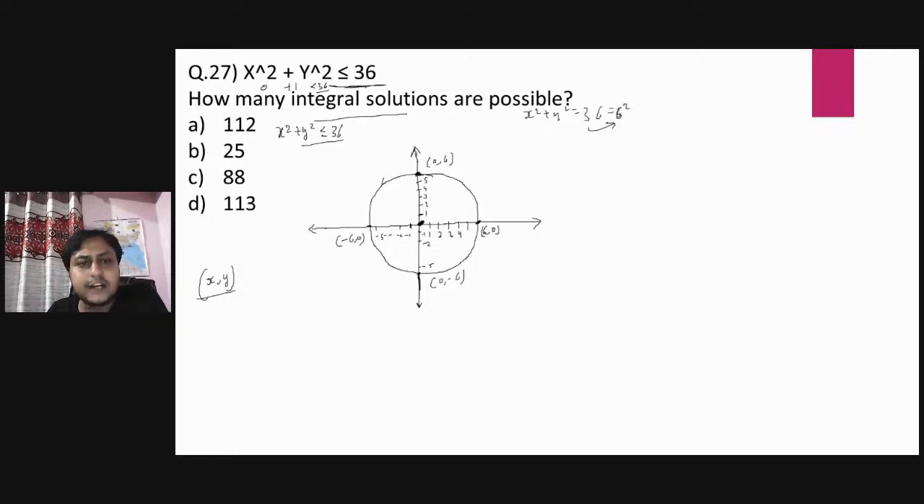So guys, there are 4 axes, basically in terms of positive and negative: positive x, positive y, negative x, negative y. On one axis in terms of positive negative means 6 solutions. So the total solutions should be 4 into 6. Each side is 6, so 4 into 6, total 24, right?